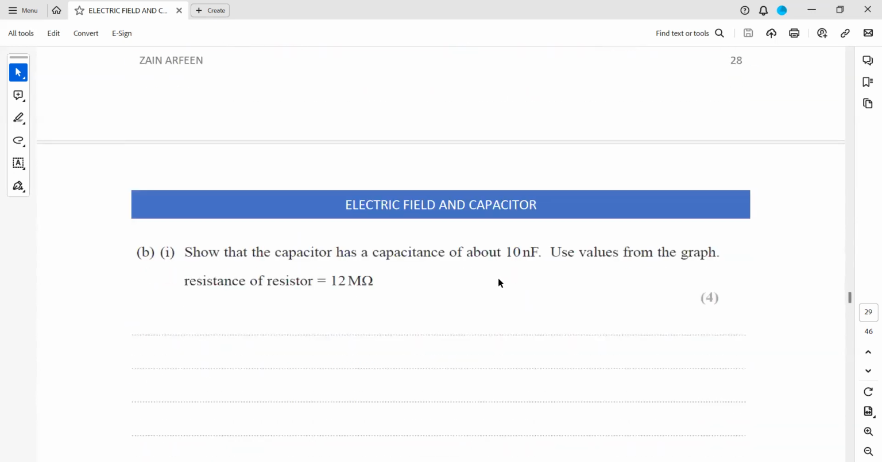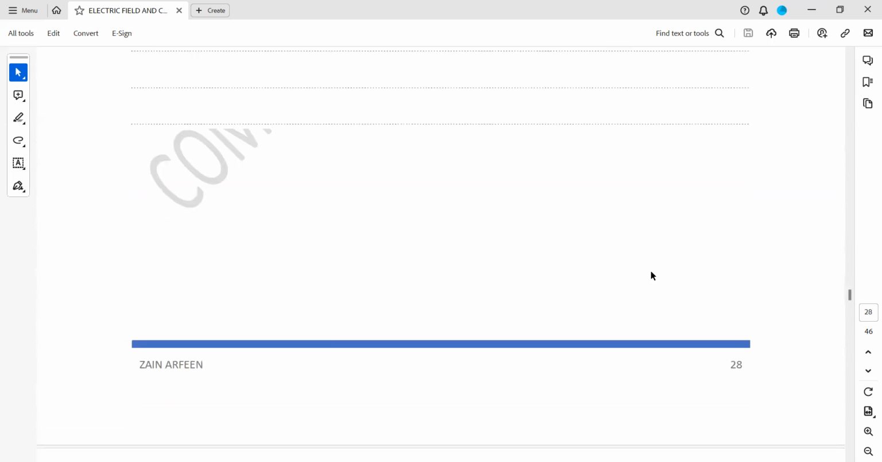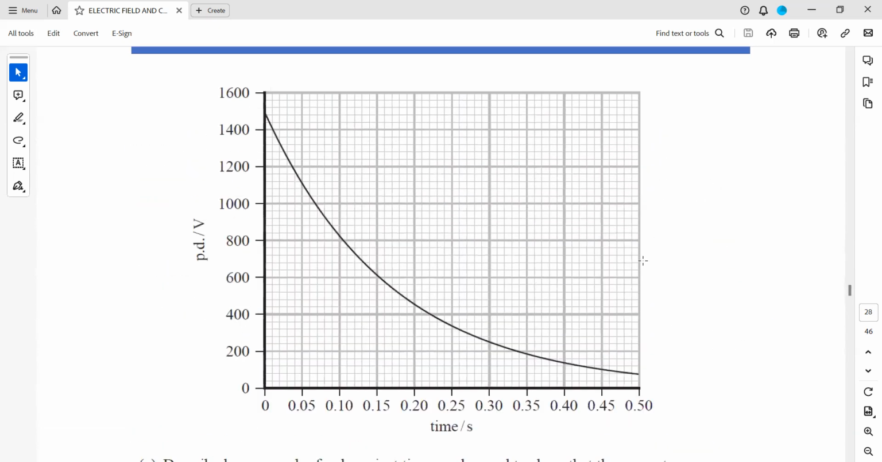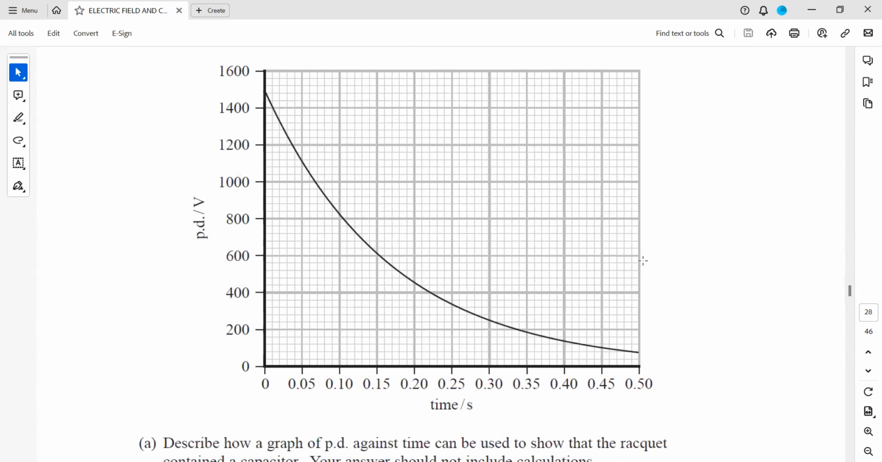The next part: show that the capacitor has a capacitance of 10 nanofarad. Use the values from a graph, and resistance is 12 megaohm. So we need the capacitance. So we can use a formula. We can use the formula V equals V naught e raised to power minus t over RC.